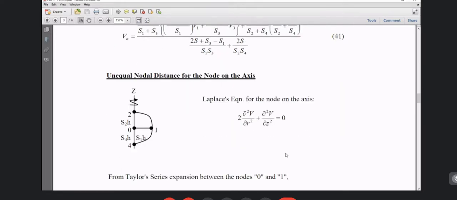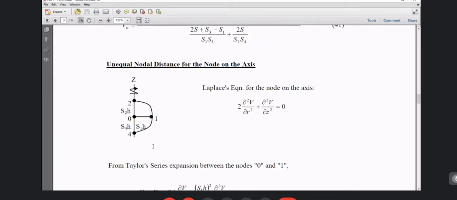As I have told you, when the target node 0 is on the axis of symmetry, then r is equal to 0, and then the second term of the Laplace's equation, which is 1 by r del v del r, becomes undefined. Now that is not possible to solve, so what we do, we modify the Laplace's equation.